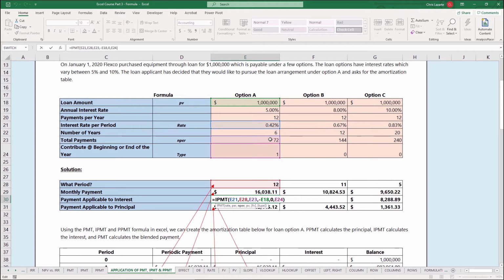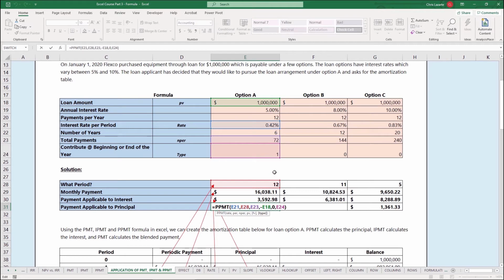Next, we're going to take a look at the principal payment formula. If we open up the principal payment formula, we can see the formula syntax. So first we start with the rate again, it's 0.42%. The period is cell E28, which is period 12, which is what we want to look up. The NPER is 72 because there's 72 total payment periods. The present value is negative $1 million. The future value is 0. And the type is 1 because payments occur at the beginning of the period.